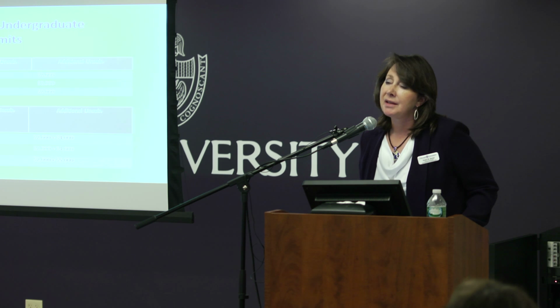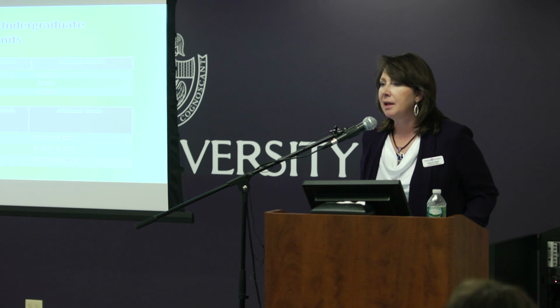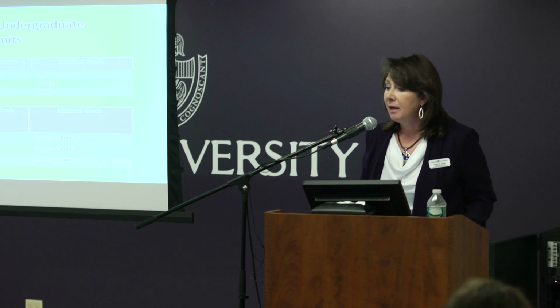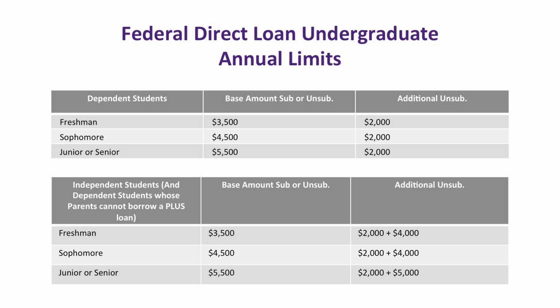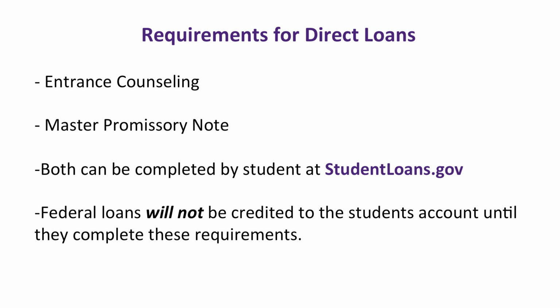Now, if a parent tries to help the student by applying for a Parent Plus loan and they are denied, then the student will receive an additional unsubsidized loan from the government. So in the lower half of the screen, you'll see the $3,500 for freshmen plus $2,000, and then there's a plus $4,000. So that's an additional $4,000 unsubsidized loan the student will receive from the government. And that can happen freshman and sophomore year, and then when they're a junior and senior, it goes up to $5,000. Requirements for direct loans.